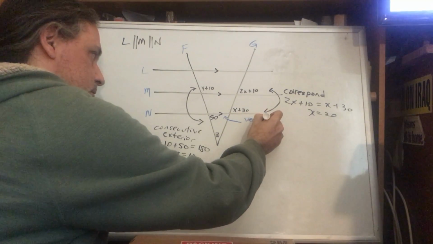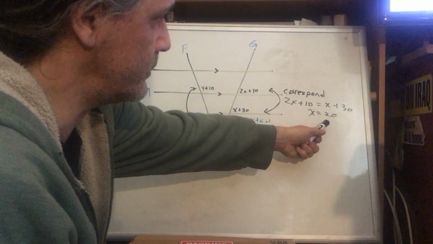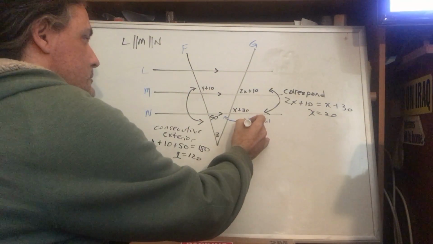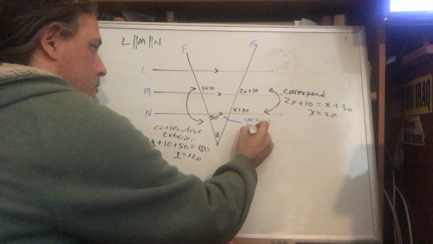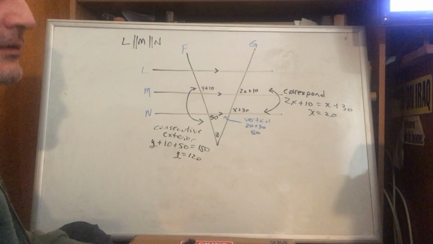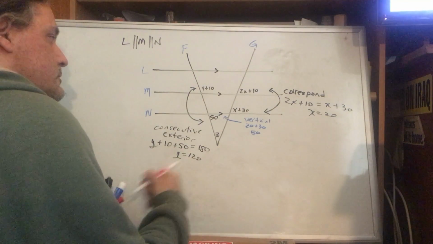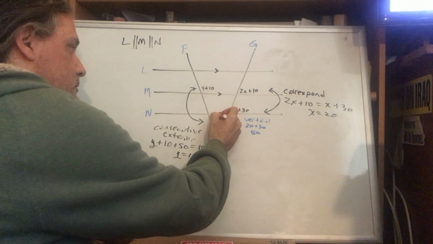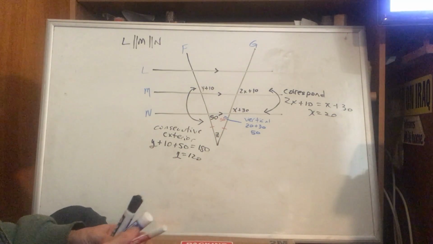And so we know that it's the same as x plus 30. And we already know x is 20. So that is 20 plus 30, or 50. That's good to know. Remember when the angles in the triangle are the same? That means it's isosceles. So that's an isosceles triangle.